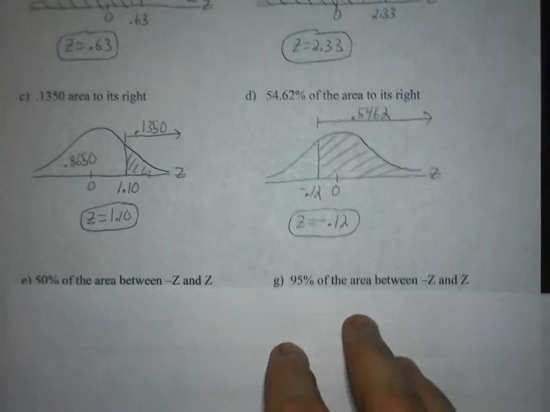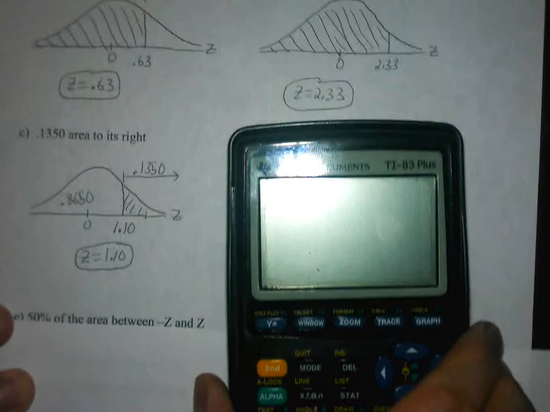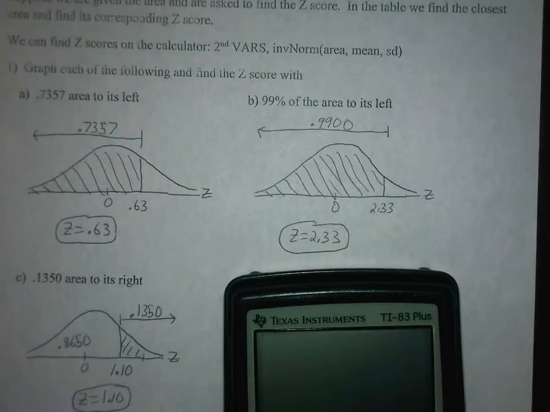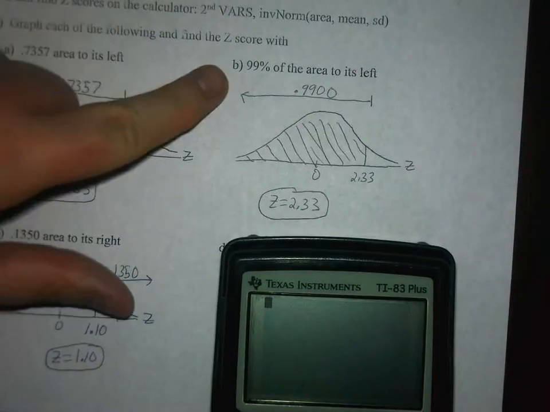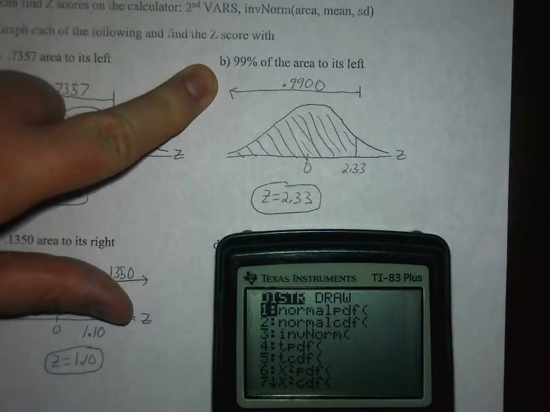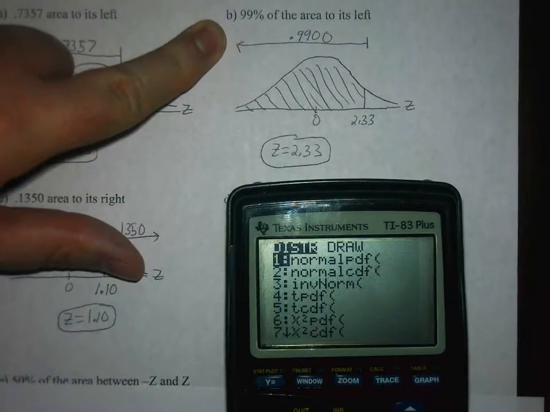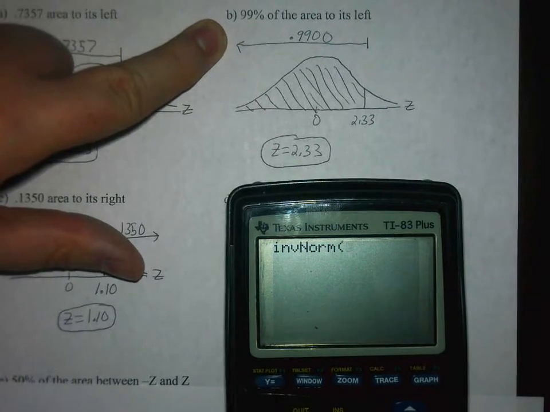Now if you want to find these using the calculator, if we follow the directions of second bars, inverse norm, let's find part B up here. So second bars for the distribution. And now we want to do inverse norm. So that's the third option down. We'll put in the area, which is 0.9900.